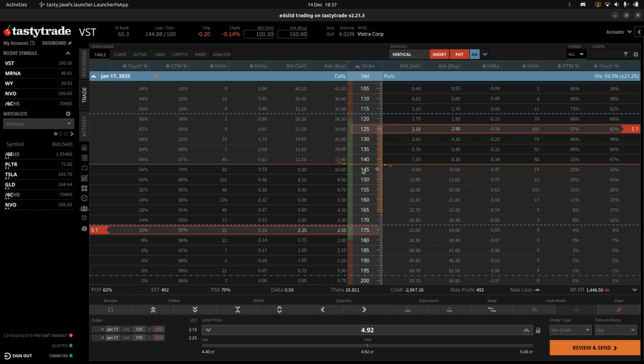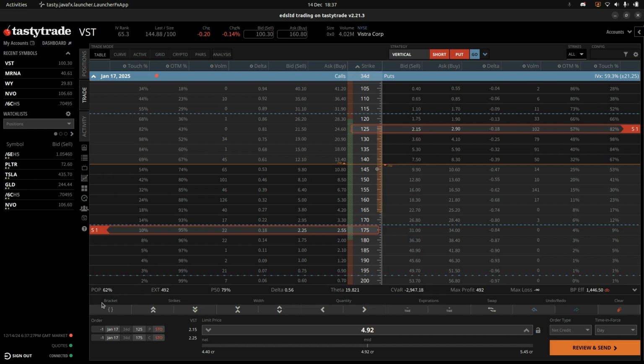Now, what this means is as long as price stays within this range that we've created for ourselves at expiration, which is in 34 days' time, we keep 100% of the premium that we collect up front, which is this number here, 4.92. That's $4.92. Each contract controls 100 shares of the underlying, so you multiply this by 100 and you get the max profit of $492.